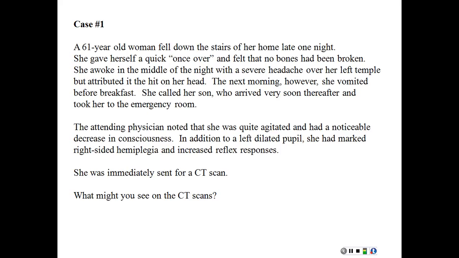The attending physician noticed that she was quite agitated. She's not quite herself. And she had a notable decrease in consciousness. In addition, we have a left dilated pupil. She had a marked right-sided hemiplegia and increased reflex responses. She was immediately sent for a CT, and the CT showed this.